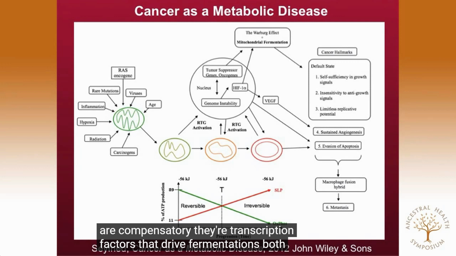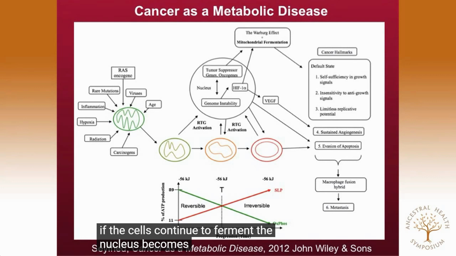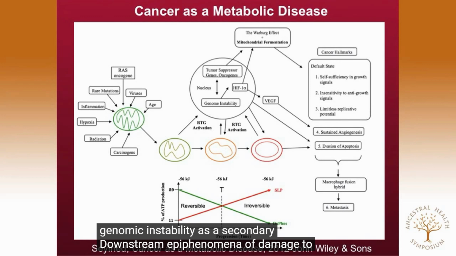But if the cells continue to ferment, the nucleus becomes unstable. So you get genomic instability as a secondary downstream epiphenomenon of damage to respiration. So OxPhos is gradually replaced by substrate level phosphorylation.